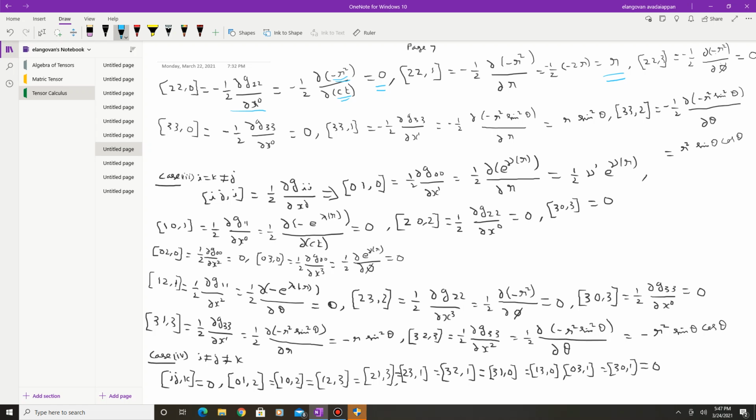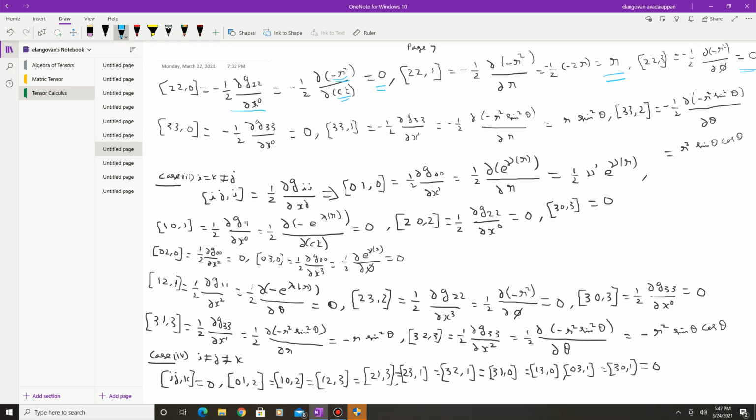So 2 2 comma 3 is equal to, according to the result of the previous problem, this can be expressed by minus half into partial d of minus r square, because g22 is minus r square, dx3. x3 is the phi coordinate, so it is independent of phi. Therefore, this result is also 0.